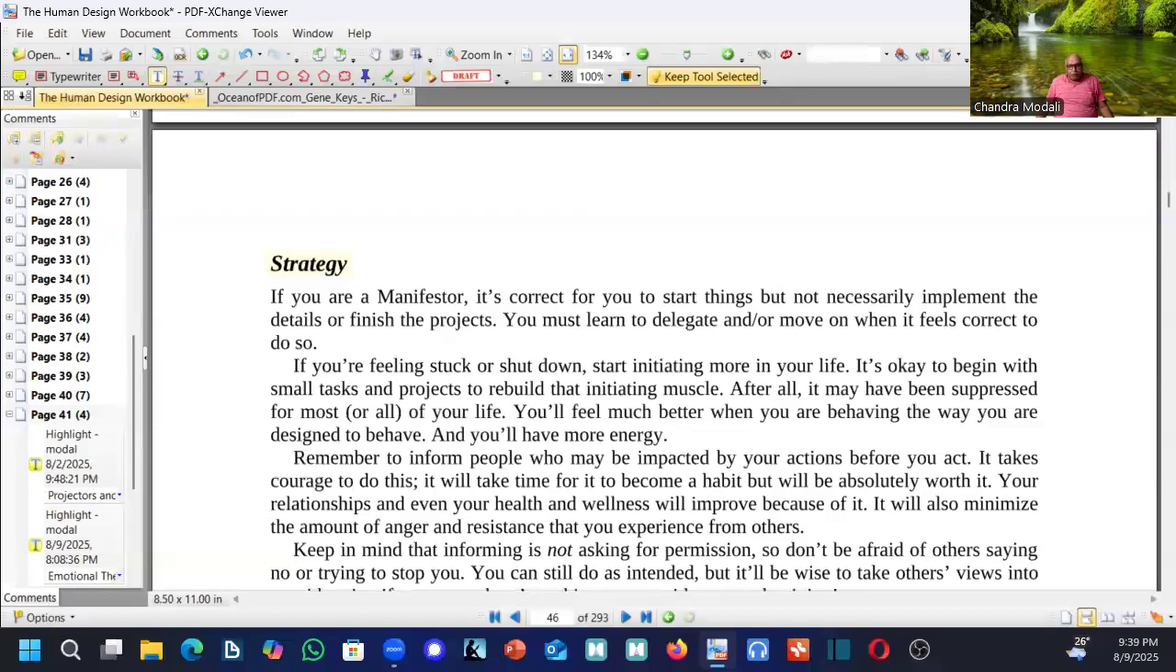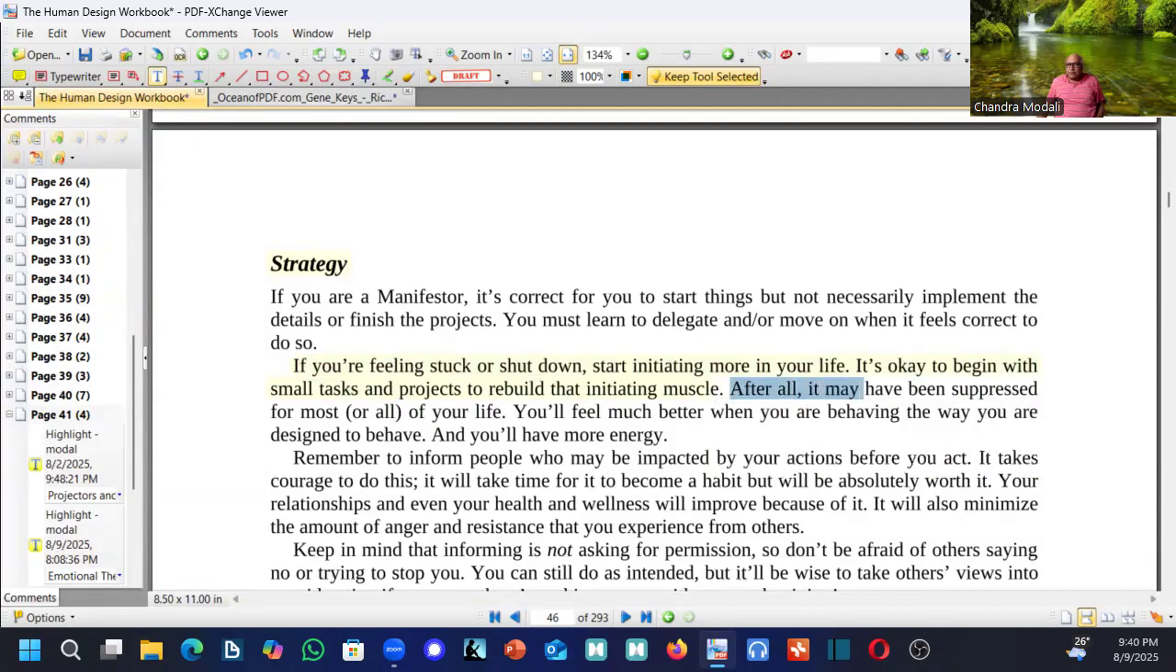So strategy: if you are a manifestor, it's correct for you to start things but not necessarily implement the details or finish the project. You must learn to delegate and move on when it feels correct to do so. If you are feeling stuck or shut down, start initiating more in your life. If you are feeling big, start taking the liberty of acting. It's okay to begin with small tasks and projects to rebuild that initiating muscle.